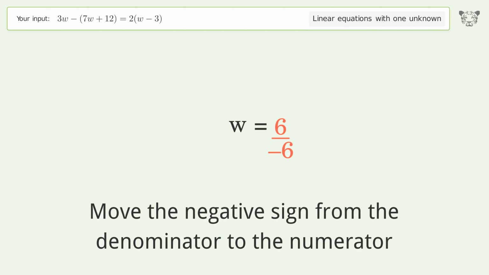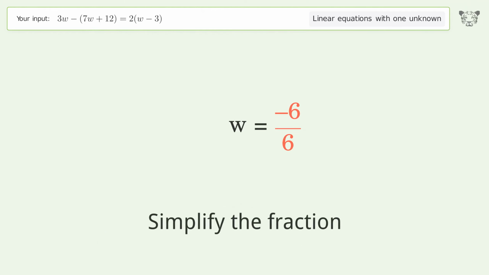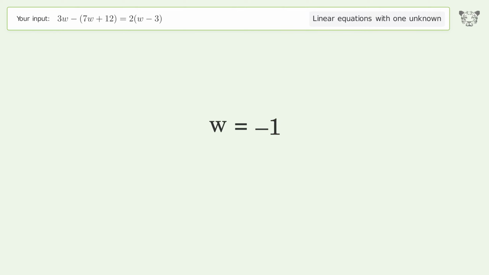Move the negative sign from the denominator to the numerator. Simplify the fraction. And so the final result is w equals -1.